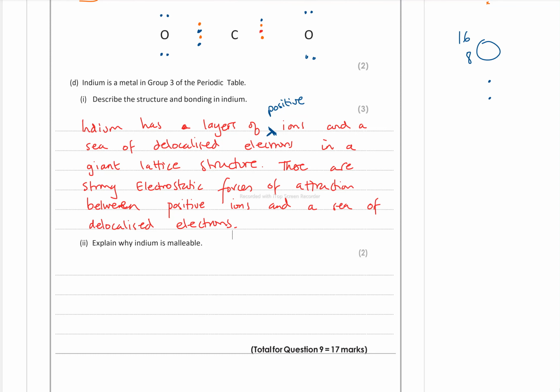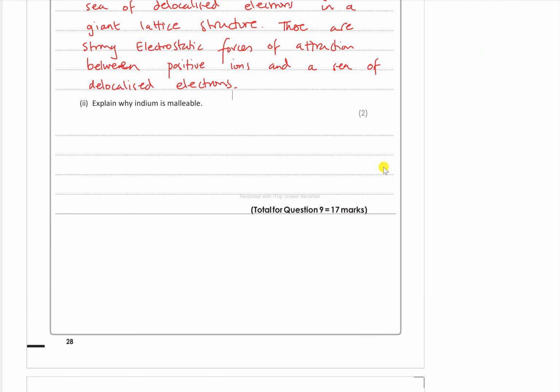Okay. Why is indium malleable? Why is indium malleable? That's a good question. Right, malleable means it can be bashed into or squashed into sheets, like your car bodies or panels. Ductile means it can be drawn into wires. You can pull them into wires.